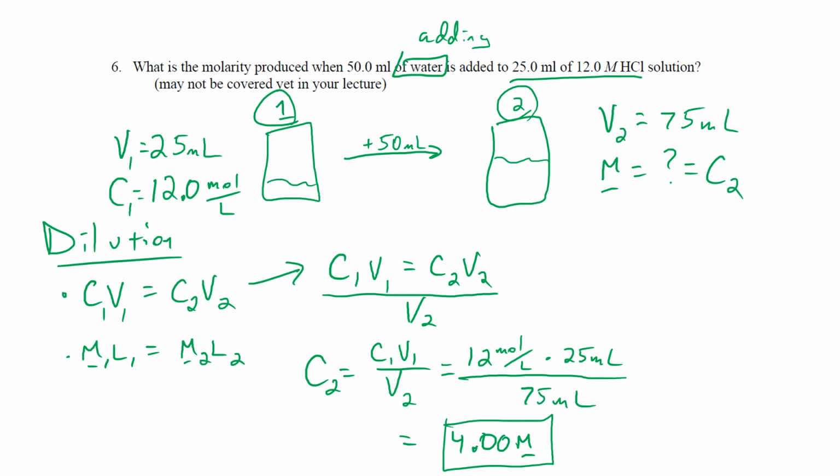Now, the last thing we always do is we check. So what does it ask for? It asks for a molarity. We ended up with a molarity, so that's good. The other thing is try to think back about what you know about dilution. Well, in dilution, what happens? Your concentration decreases. So if you went from 12 molar down to 4 molar, that makes sense.